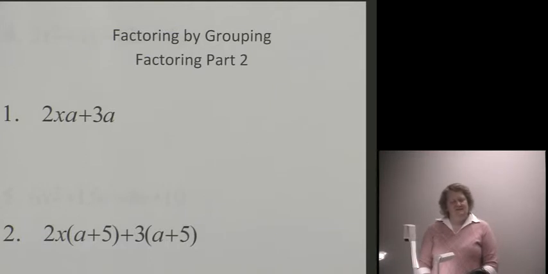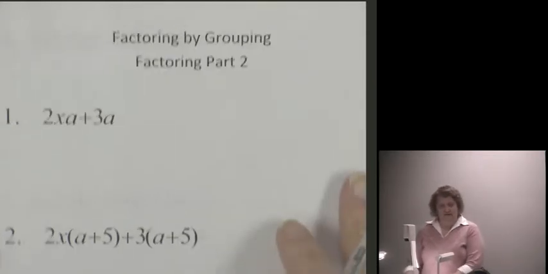This is the second part of factoring in a multiple section group of lessons on factoring, and this is factoring by grouping. The first part was factoring out the greatest common factor, and this is just an extension of that greatest common factor idea that we use.